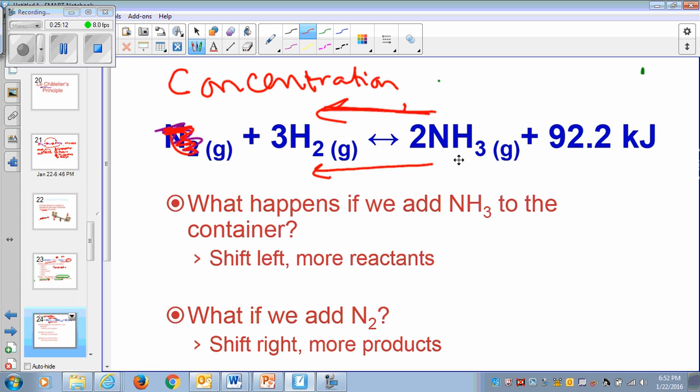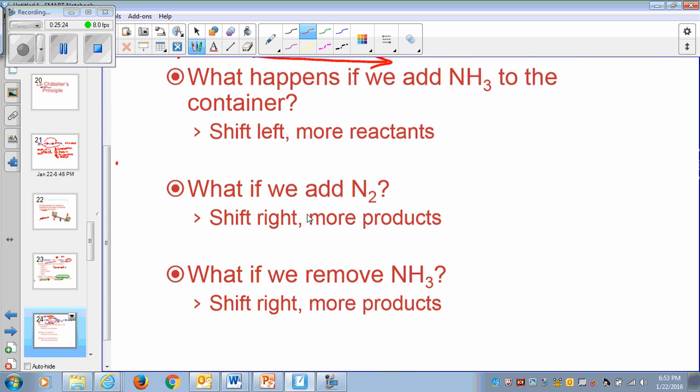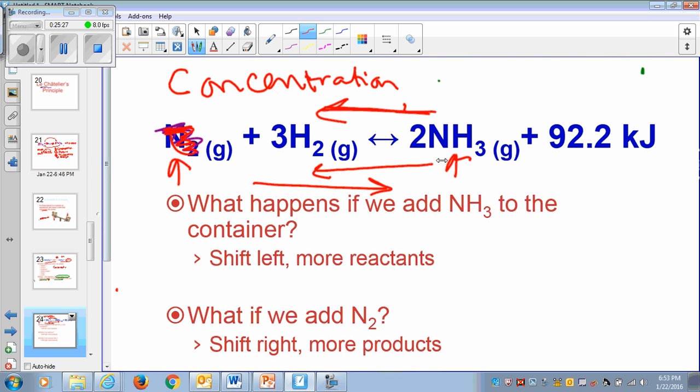So what happens if we add ammonia? So if I add ammonia, the reaction will shift to the left. Okay, more reactants. What if I add nitrogen? Then the reaction will shift to the right. Okay, what if we remove ammonia? So as I told you again, removing ammonia means I cannot go this way, so the reaction will only go this way. So this is how the concentration affects.